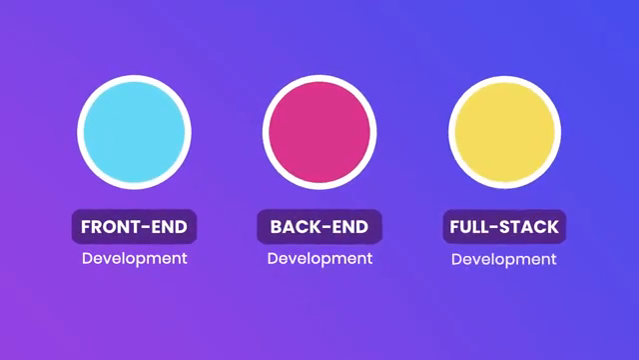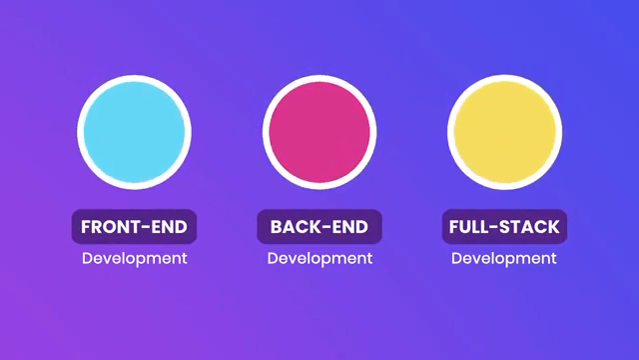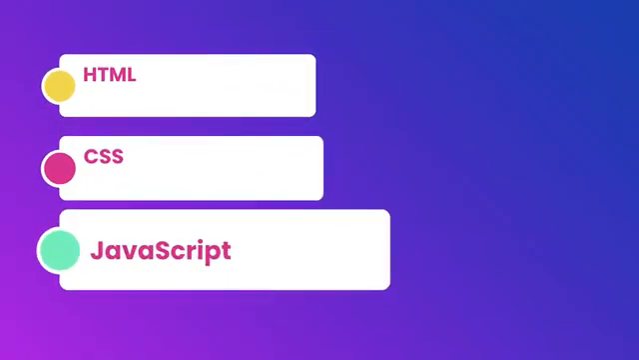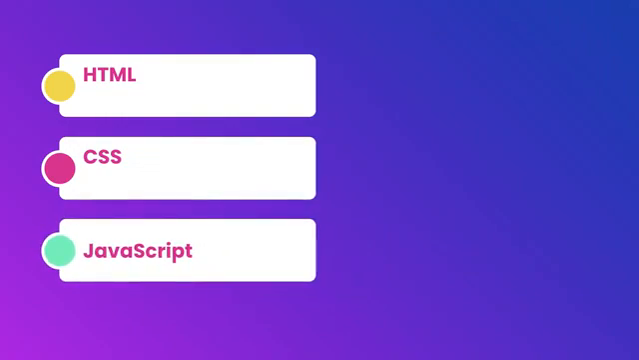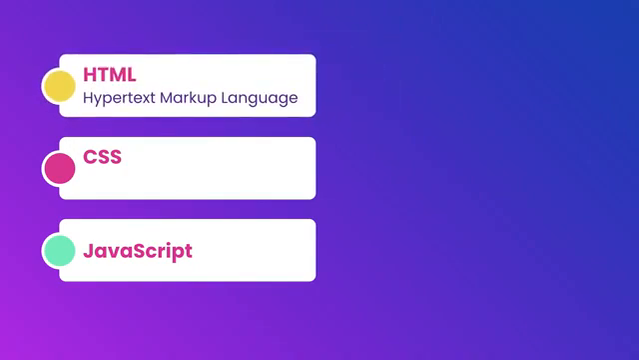So web development jobs fall into three main categories: front-end development, back-end development, and full-stack development, which involves both front-end and back-end development. Front-end developers use HTML, CSS, and JavaScript to build front-ends. Back-end developers have different sets of tools available to them, which is outside the scope of this course. So let's talk about HTML, CSS, and JavaScript. HTML is short for Hypertext Markup Language.